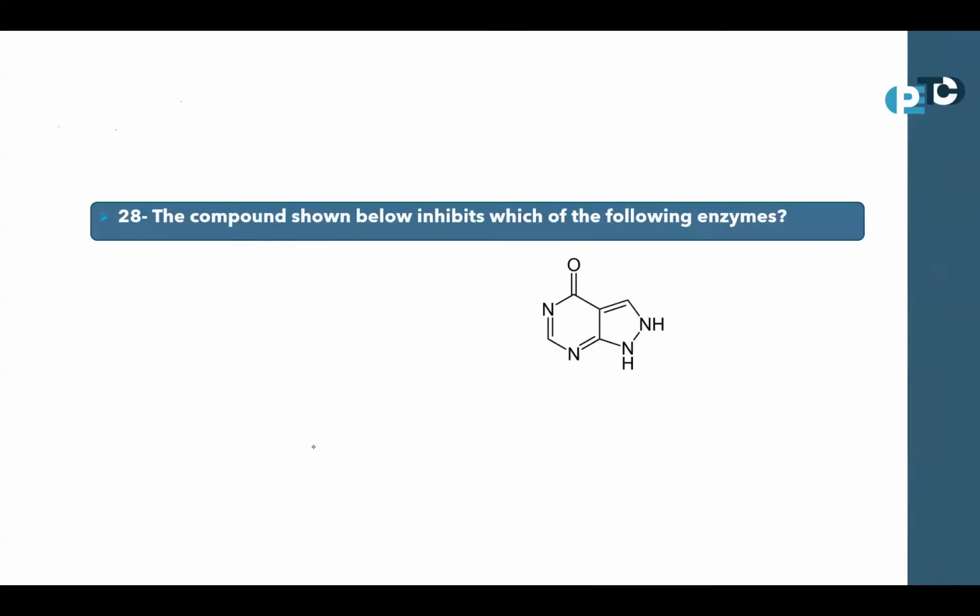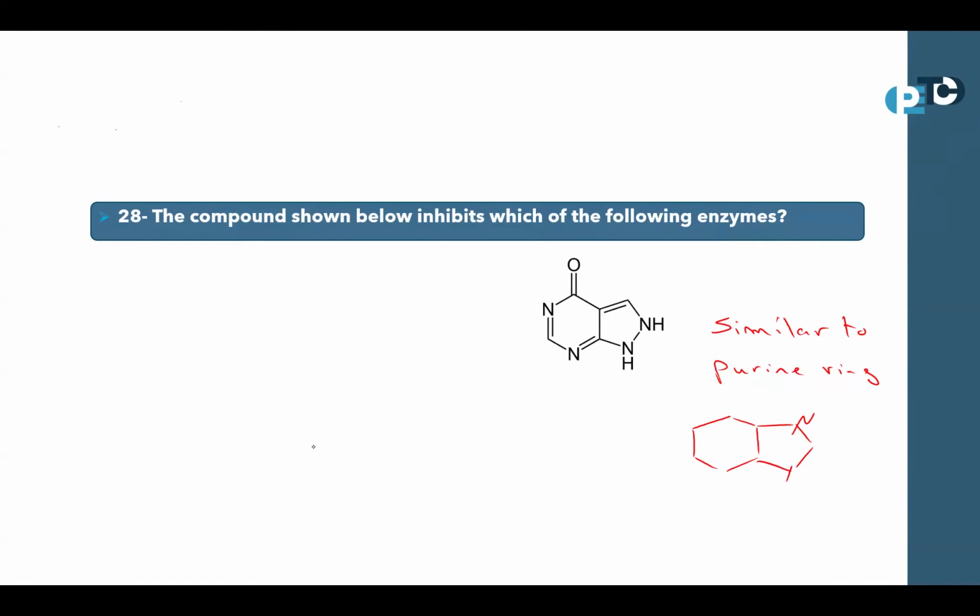Here is another question about structure. The compound shown below inhibits which of the following enzymes? Firstly, we need to know what the structure is, then we will know what the drug is or what its mechanism of action is. This structure is similar to the purine ring, which is present in xanthine. It is not theophylline. Purine ring, what is the difference between this structure and the purine ring? Let us see.